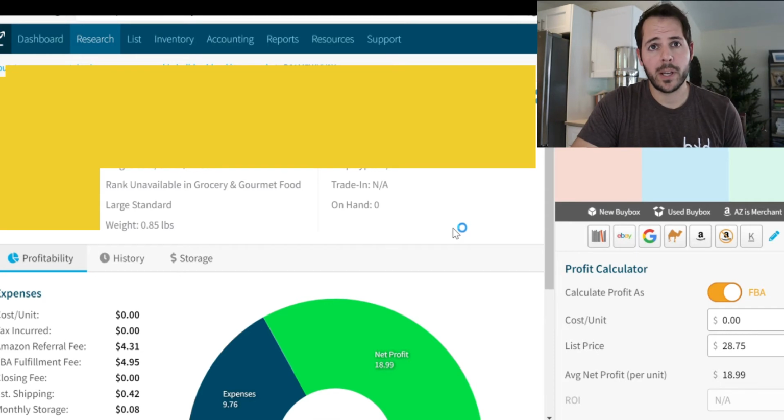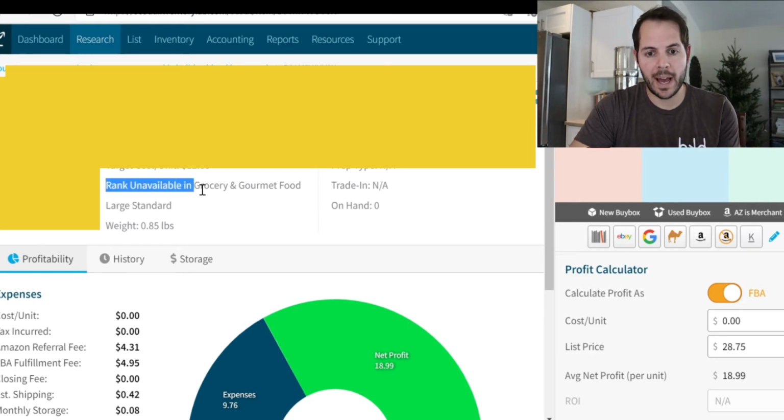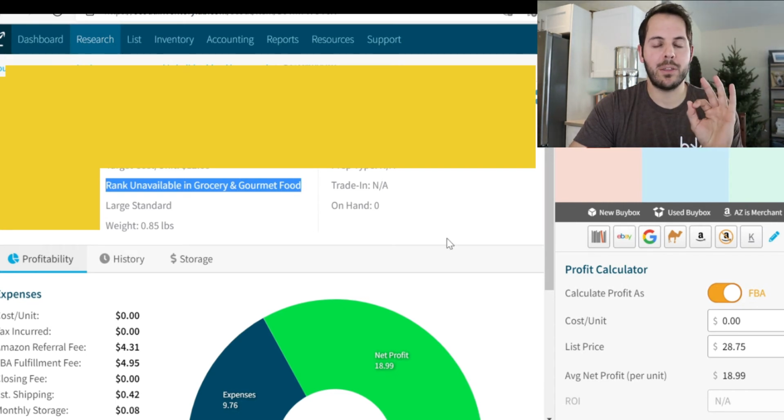Okay, so here we are in Inventory Lab. I have the product pulled up and I want you to look where I'm highlighting here. It says rank unavailable in grocery and gourmet food. So this is Inventory Lab. You don't have to have Inventory Lab. It's one of the 3 recommendations I do have for paid subscriptions and tools. I made a video on that. But anyway, this is using Inventory Lab, okay?